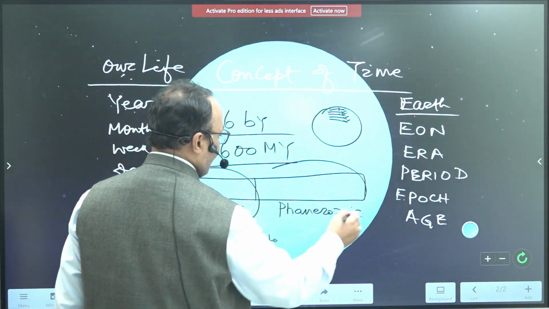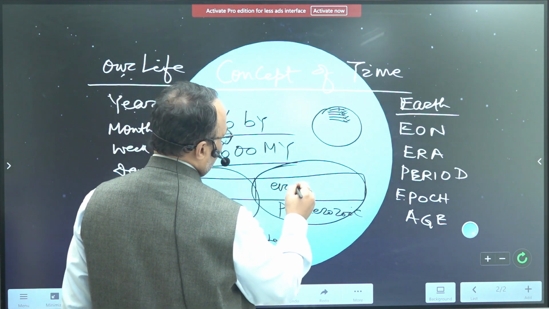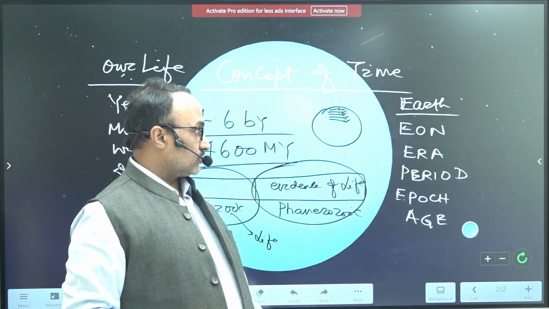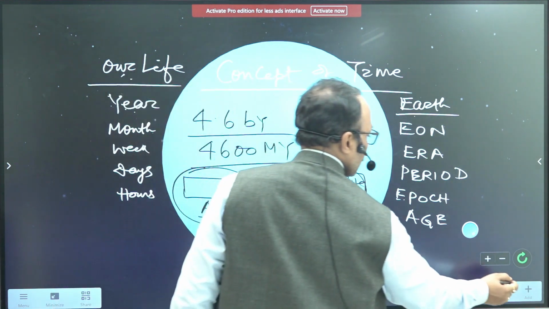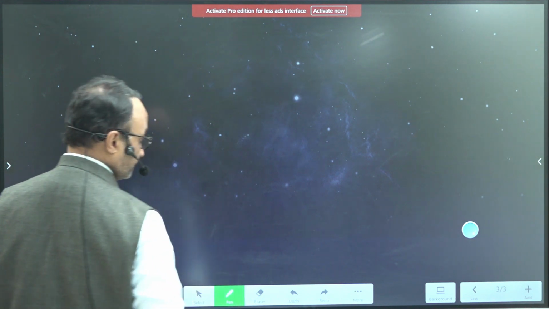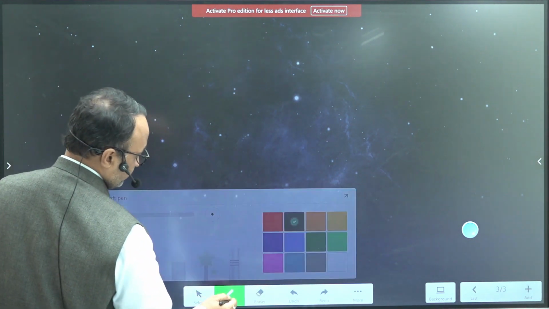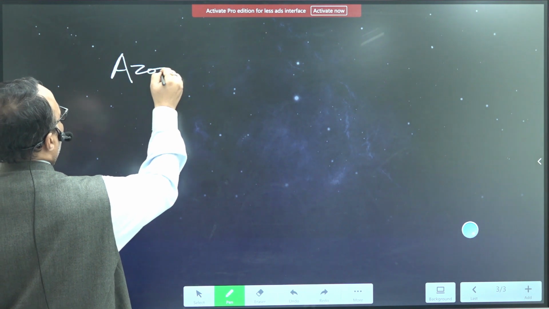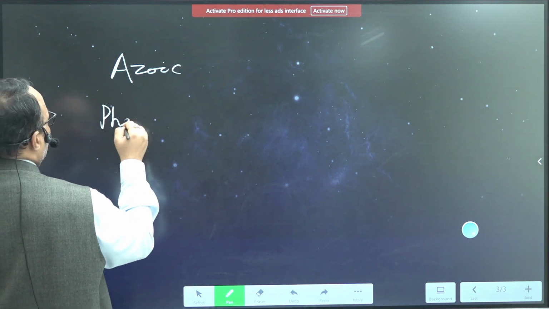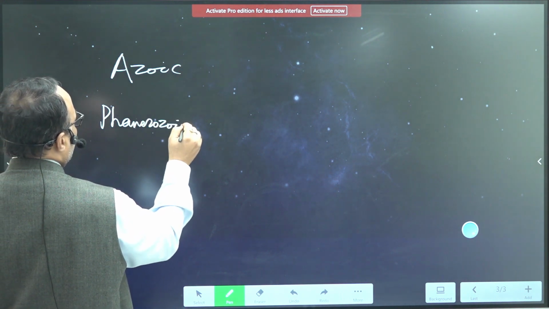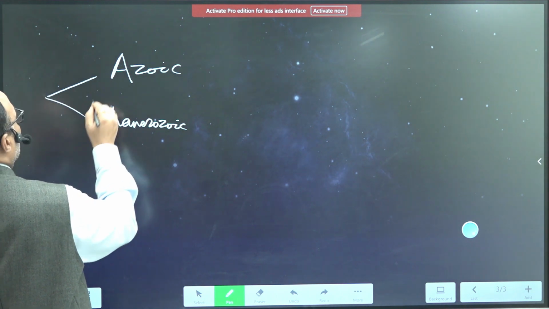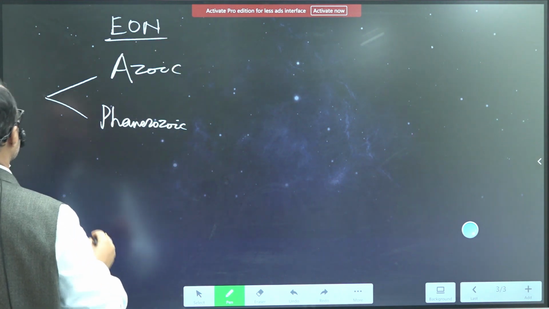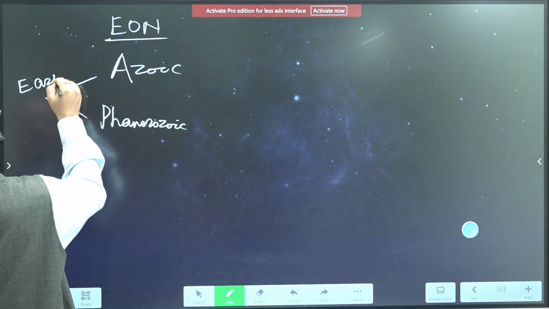Now those successions where we have certain evidence of life, we have placed them inside the Phanerozoic. So broadly, we have divided the entire duration of time into Azoic and Phanerozoic. So these are the two eons. That is the broadest classification of Earth history.